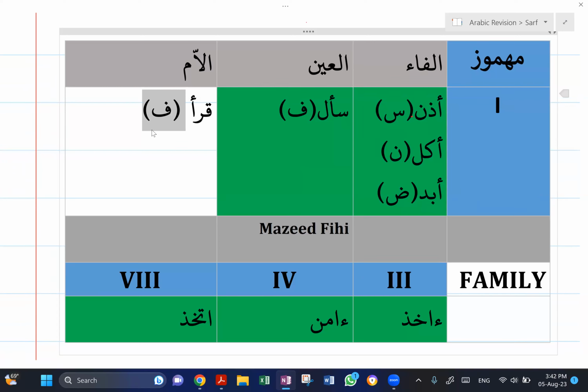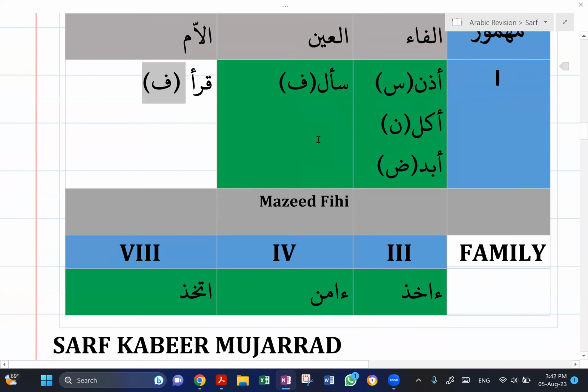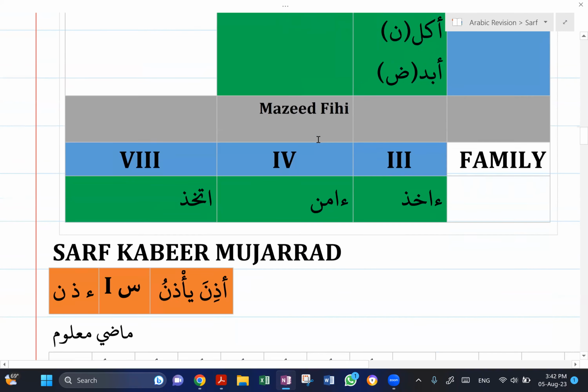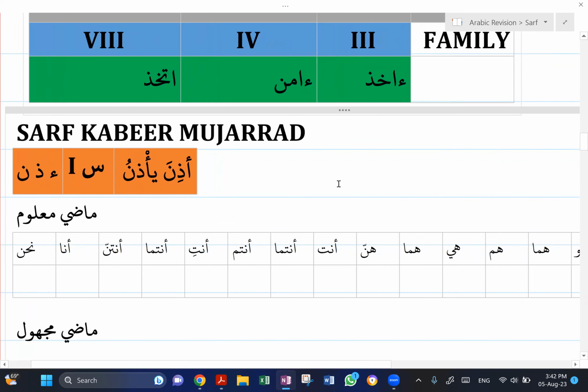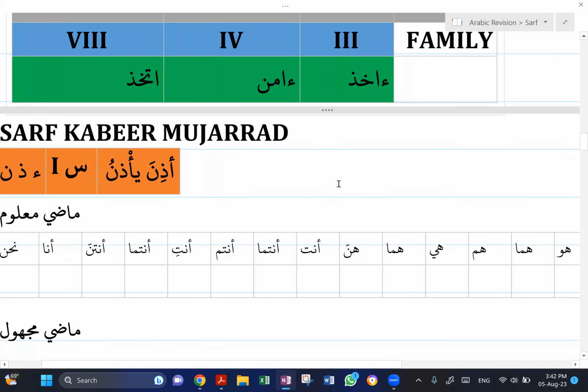Qara'a, yaqra'u, qar'an. You're going to pronounce the Hamza all the way. It's just like fataha yaftahu fathan fahuwa fatihun. Same thing. Yeah. So that's what's going to happen there. So today we want to look at Sarf Kabeer, inshallah. We're going to start with Sarf Kabeer of the Mujarrad.